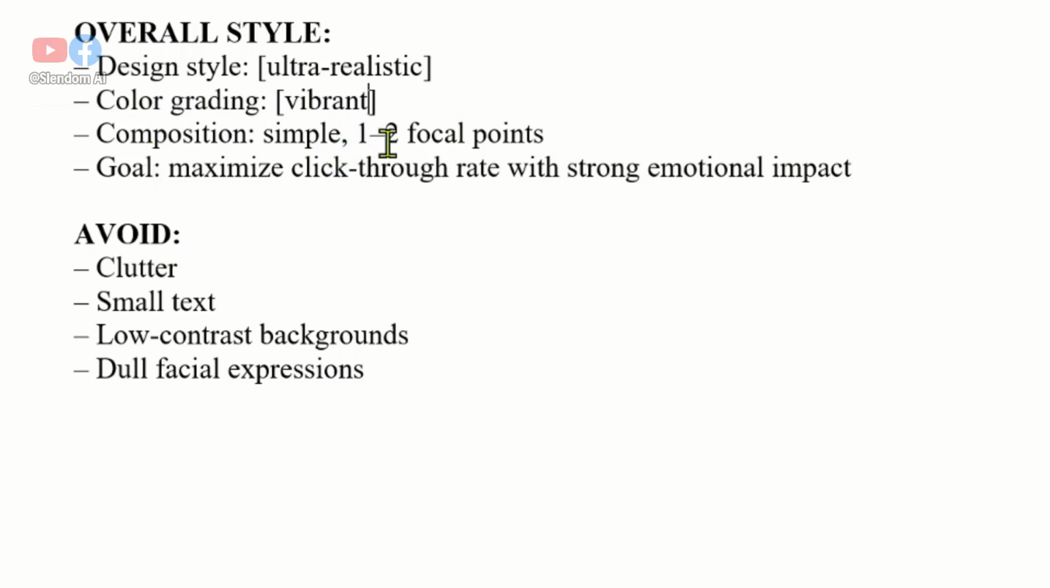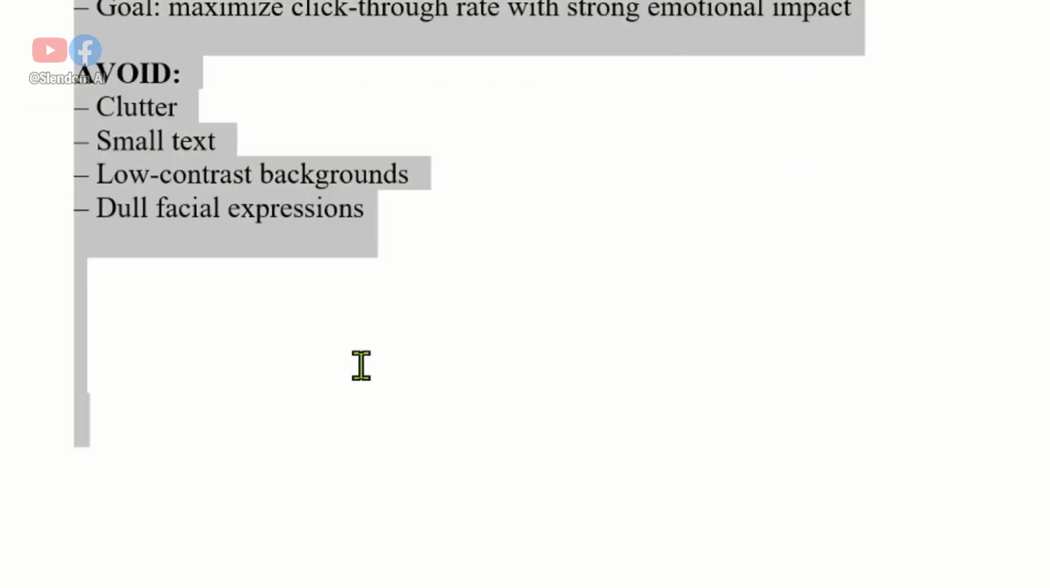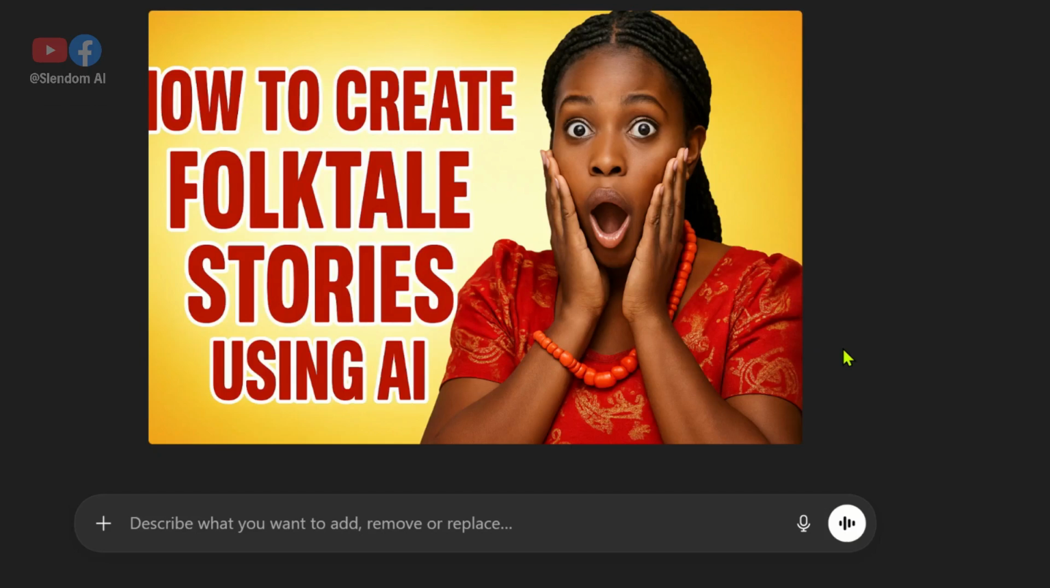Composition, do I want this simple or want two focal points? Just make it simple. Okay, simplicity is also creativity. Then go maximum click rate with strong emotional impact. So things to avoid are there. Once I am done, I'll highlight everything and copy it, go back to my ChatGPT and paste it. So as you can see, I have pasted it and it has gone ahead to create this one for me.